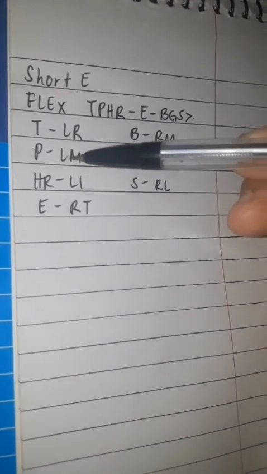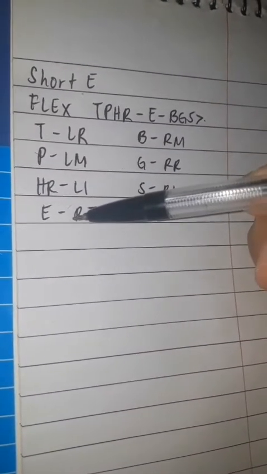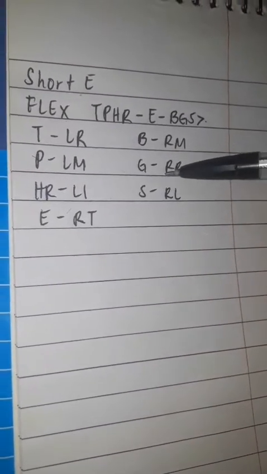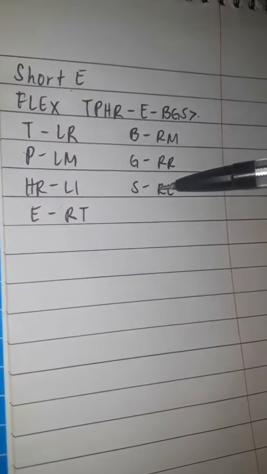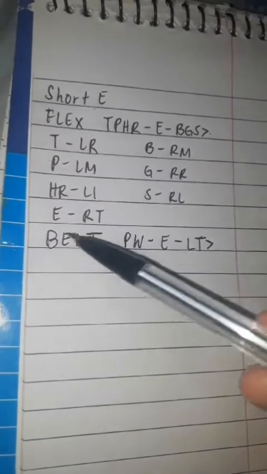So, proceed naman tayo sa short vowel E. So, for example, the word is flex. The codes for flex is initials TP, HR, vowel E, ending BGS, then release. So, ang assigned fingers para dito, for T, we have left ring, P, we have left middle, HR, we have left index, vowel E, we have right thumb, B, we have right middle, G, we have right ring, and S, we have right little.